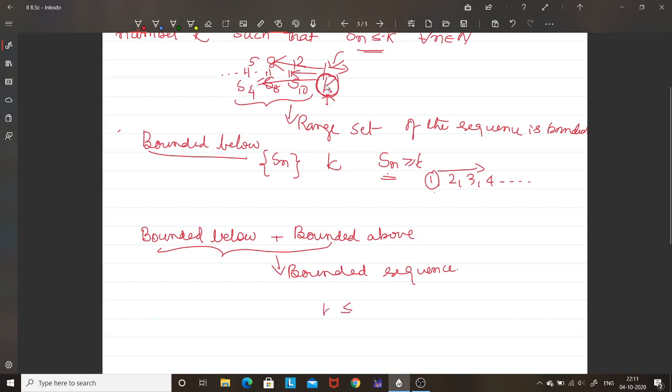We should have both the values. So if a sequence lies in between a smaller value and a greater value, such a sequence is called a bounded sequence. A sequence Sn is said to be bounded if it is bounded above and bounded below. That is, if there exist two real numbers, small k for bounded below and capital A for bounded above, such that k is less than or equal to Sn, which is less than or equal to A, for all n belongs to N. This is important. Such a sequence is called a bounded sequence.